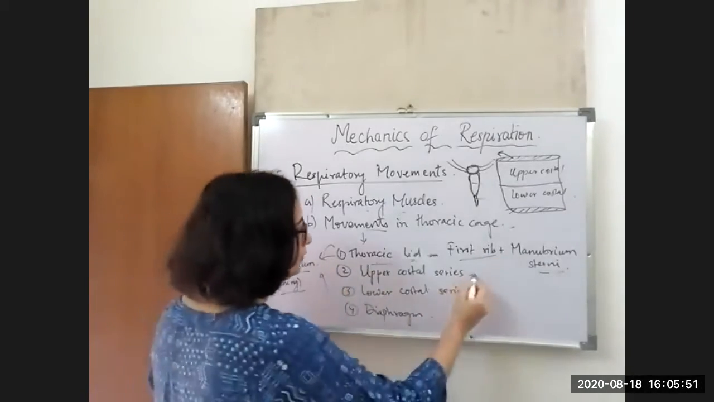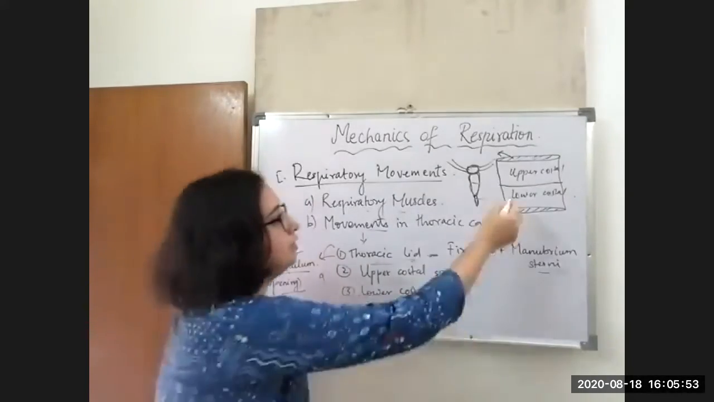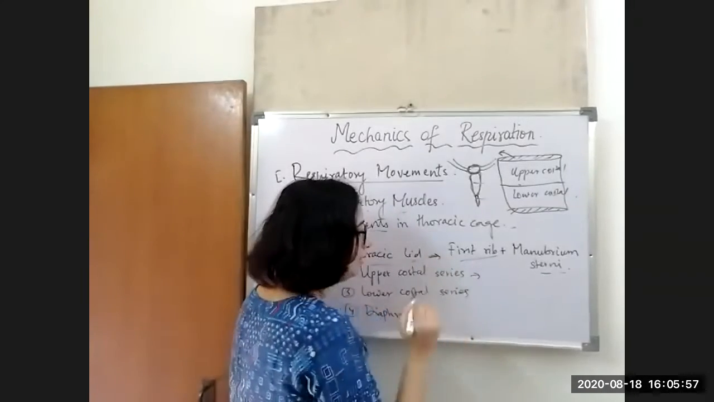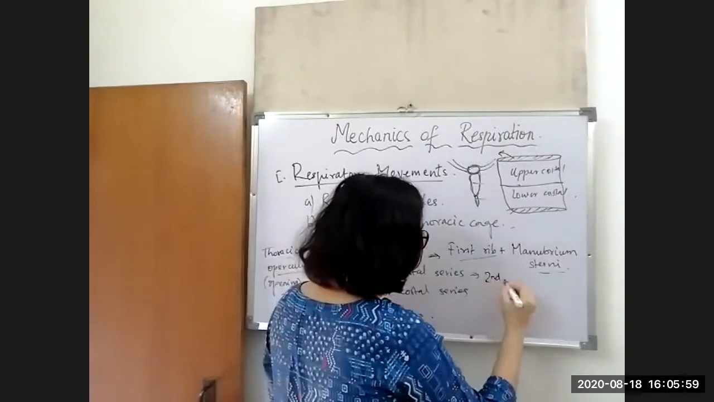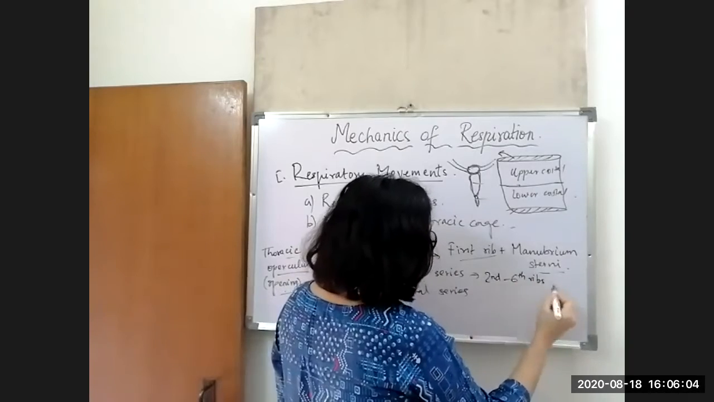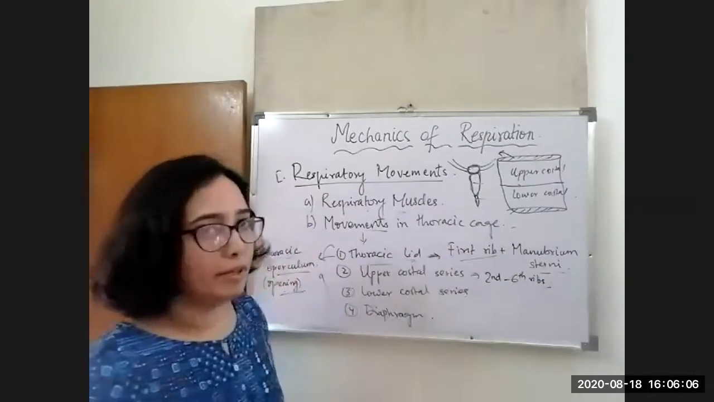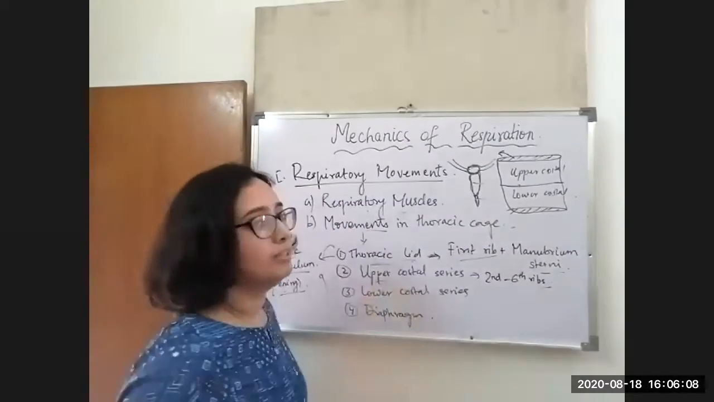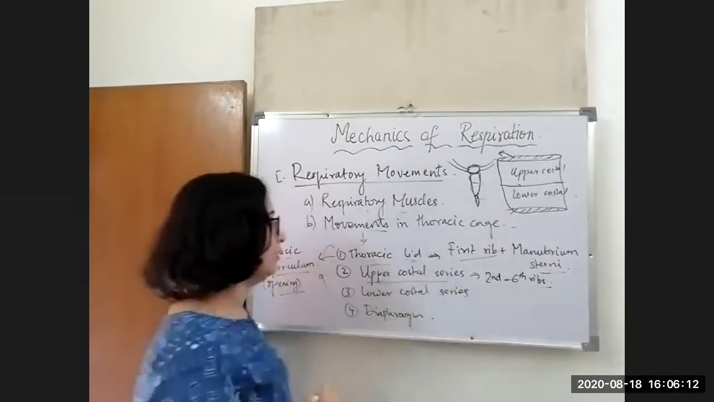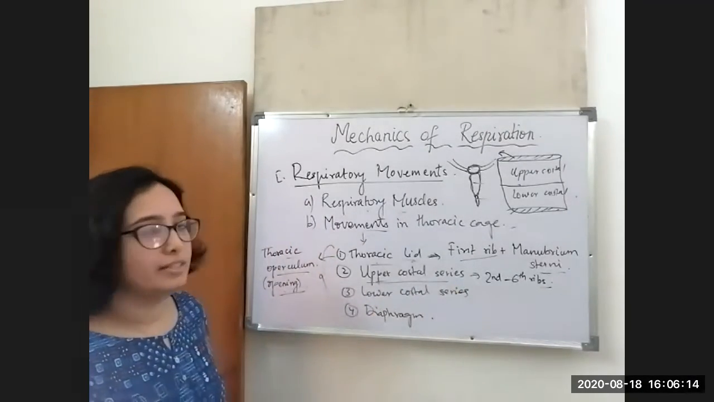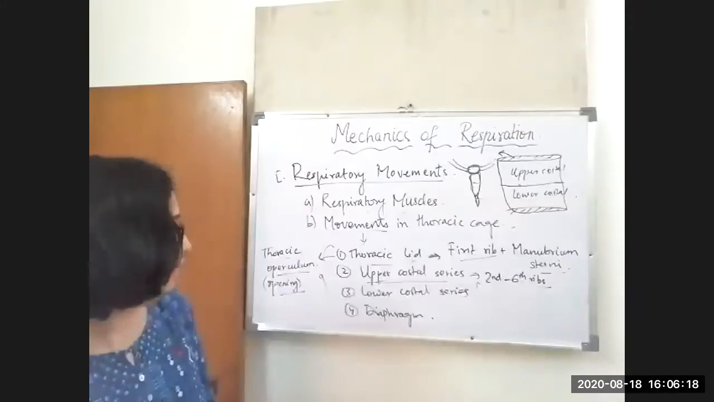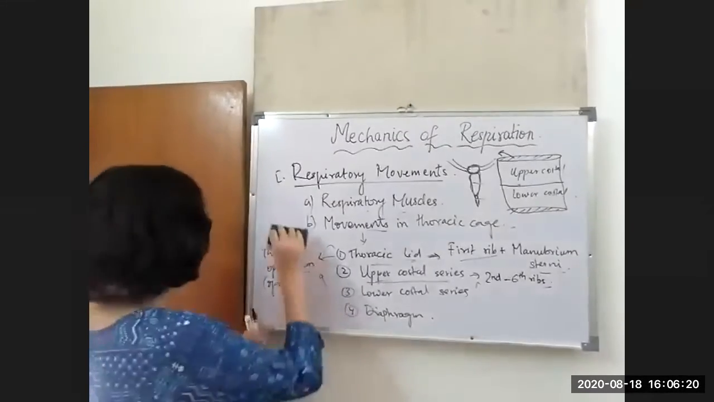Now the upper costal series. So upper costal series, what is that? It is the ribs from second to the sixth. Okay, so the second to the sixth pair of ribs is known as the upper costal series. Okay, now how do they assist in the movements of the thoracic cage? It has two types of movements. Okay, let's see what are the two types of movement.